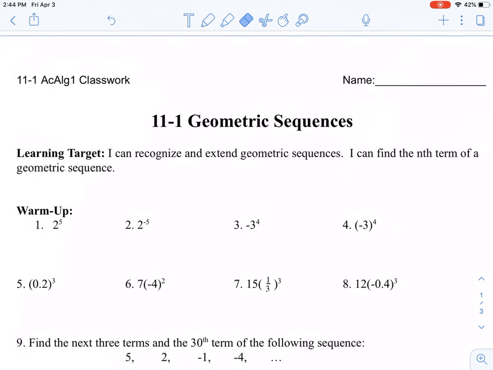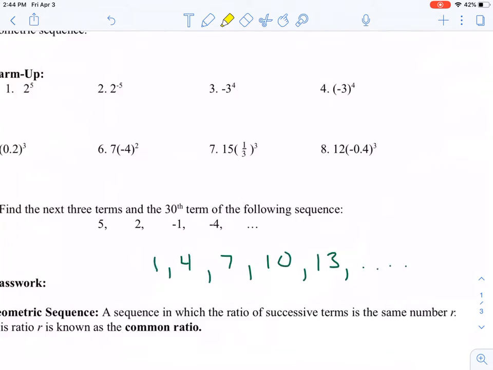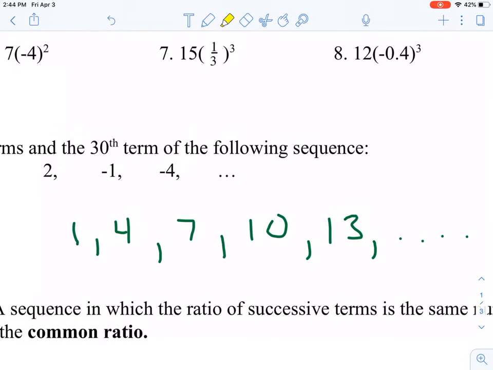Okay, today's lesson is for chapter 11, lesson number 1, geometric sequences. So in the past, we had talked about sequences, but not geometric sequences. Previously, the type of sequence we talked about was called arithmetic, and that is the type of sequence where you're looking at the difference between the terms in the sequence. So in this case, the difference between these terms would be adding 3.